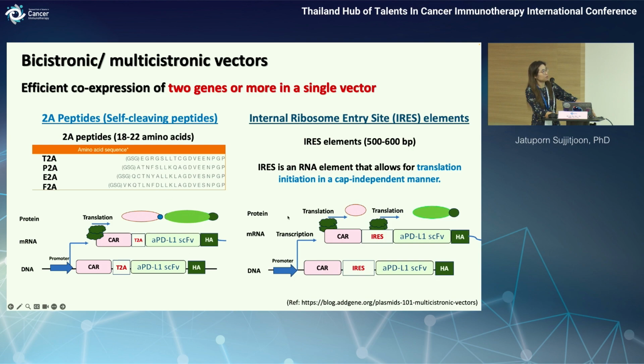Another way to co-express proteins is to use the IRES sequence, or internal ribosome entry site elements, within the construct. The limitation of the IRES sequence is that its size is quite a bit longer than the T2A peptide, so it may affect the lentiviral packaging capacity. So I chose to use the T2A peptide in our construct.